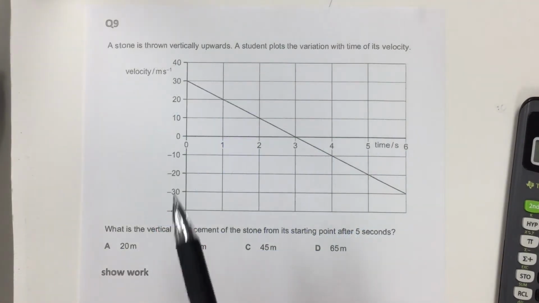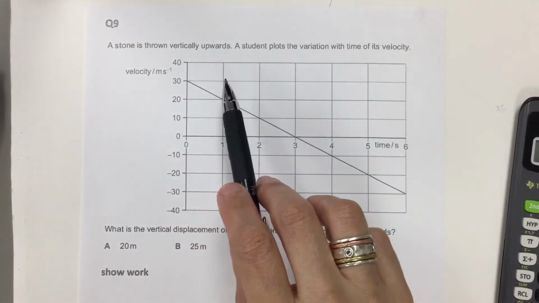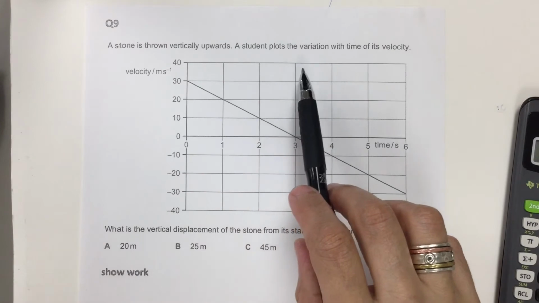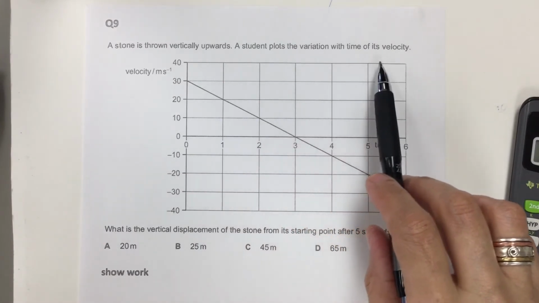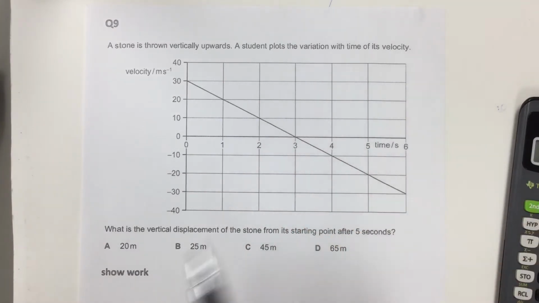Question 9. A stone is thrown vertically upwards. A student plots the variation with time of its velocity. What is the vertical displacement of the stone from its starting point after 5 seconds?